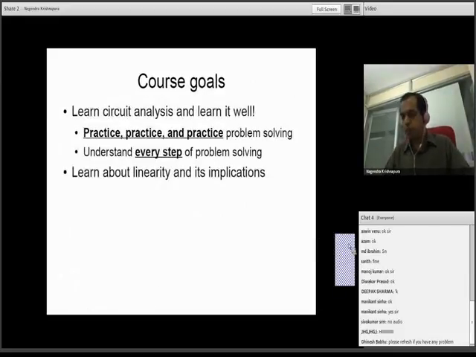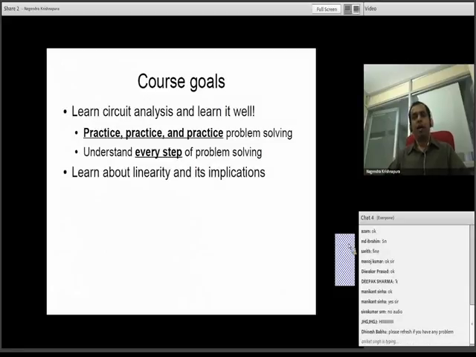Now, as far as the goals of this course are concerned, it's very simple. You learn circuit analysis and learn how to do it well. Okay, and the way to do it well is to practice problem solving. Now, you practice problem solving for many different reasons. Sometimes you do it for competitive exams where you solve the same kind of problem many times. So the next time the same type of problem comes up, you don't have to think about it.